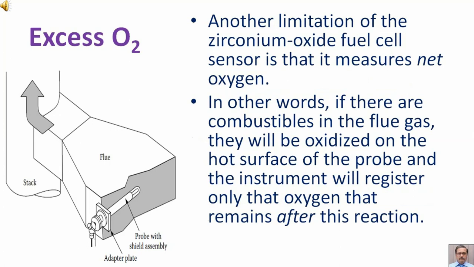Another limitation of the zirconium oxide fuel cell sensor is that it measures net oxygen. In other words, if there are combustibles in the flue gas, they will be oxidized on the hot surface of the probe and the instrument will register only that oxygen that remains after this reaction.